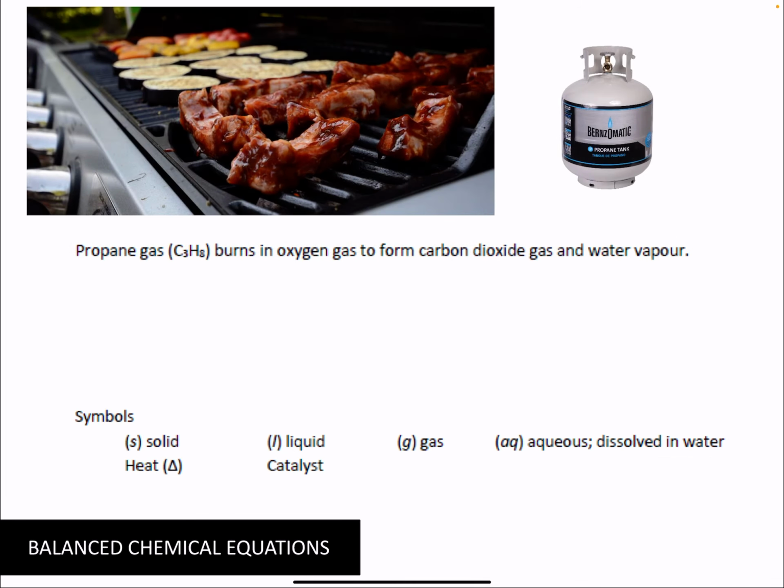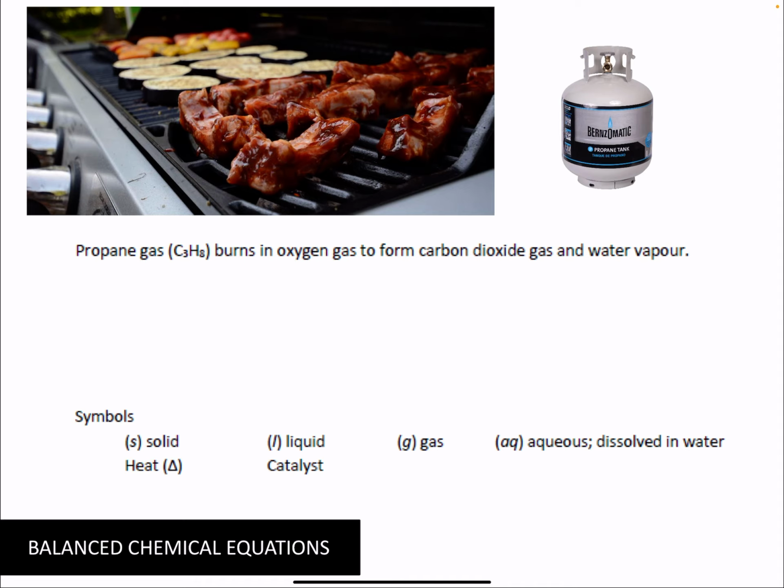All right, here's another one. You should give this a try. It says propane gas burns in oxygen gas to form carbon dioxide gas and water vapor. You in there like a Canadian. All right, so pause me and give it a shot. You didn't pause me. I'm serious. You have to think about these things.